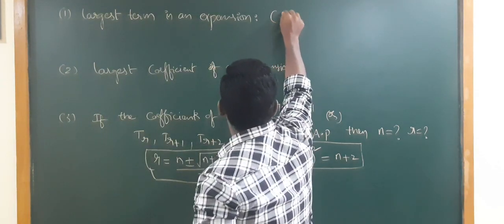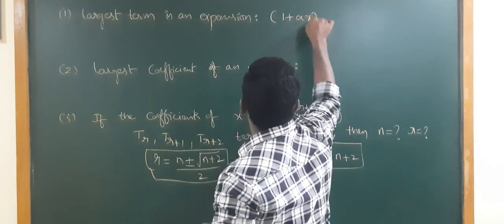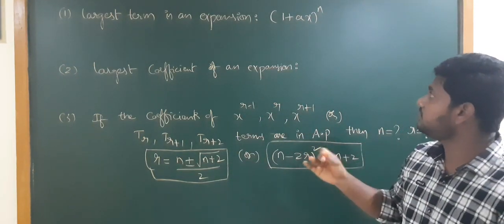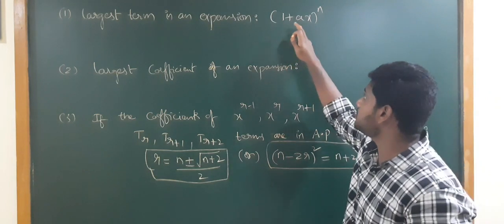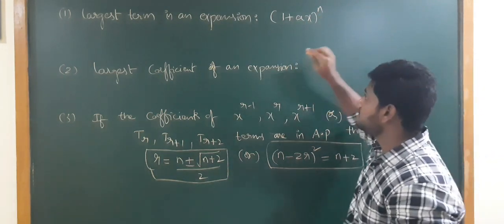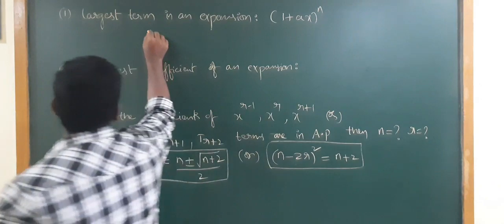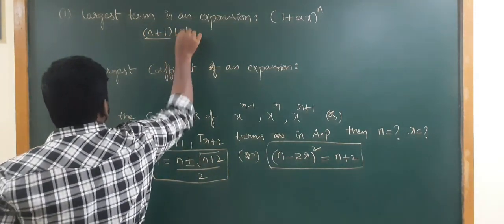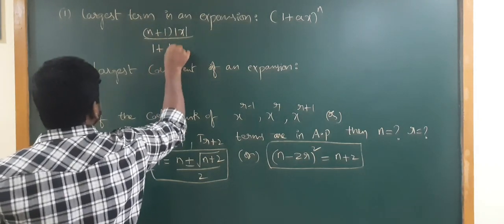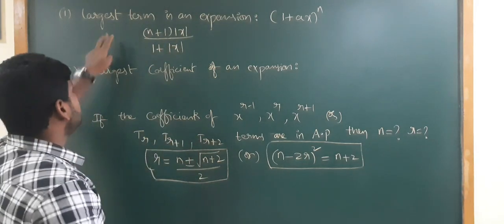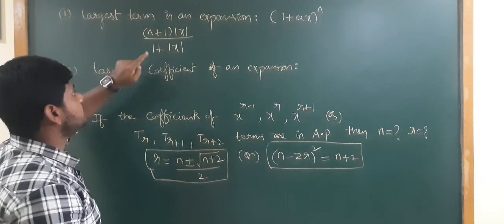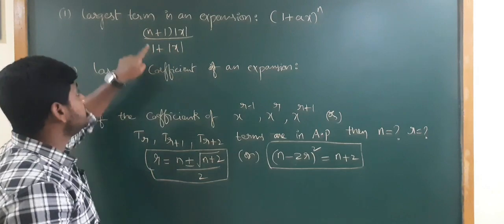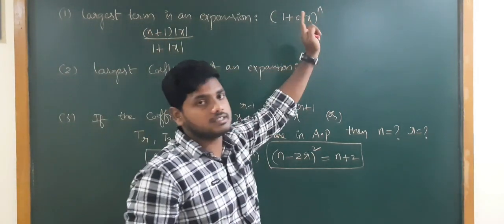Now, when it comes to the largest term in an expansion, first of all we need to convert the given expansion in terms of (1 plus ax) whole to the power of n. For that, to find the largest term in an expansion, the formula is (n plus 1) into mod x divided by 1 plus mod x. Here n is nothing but the index.